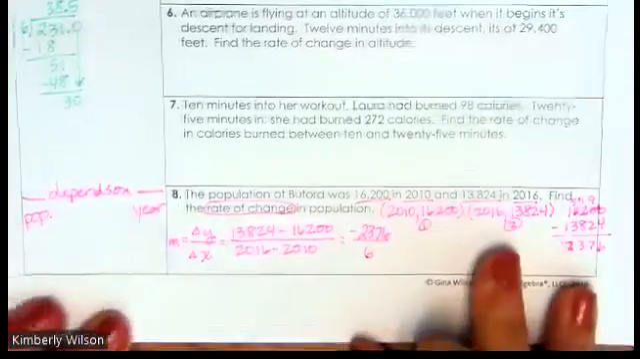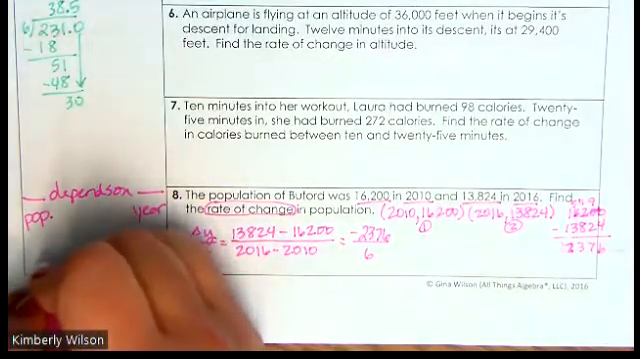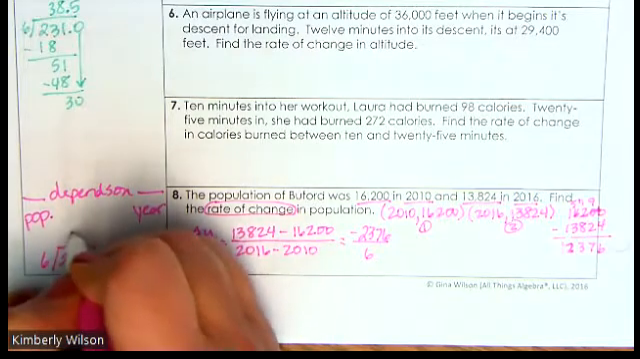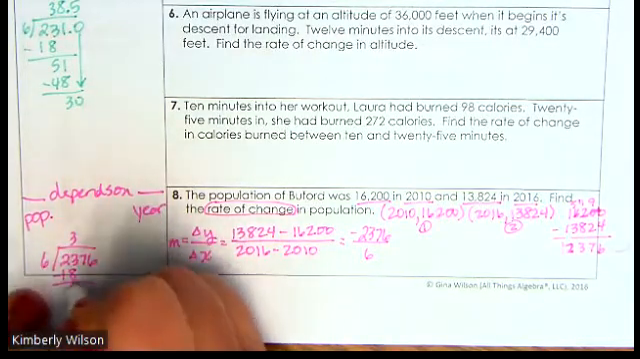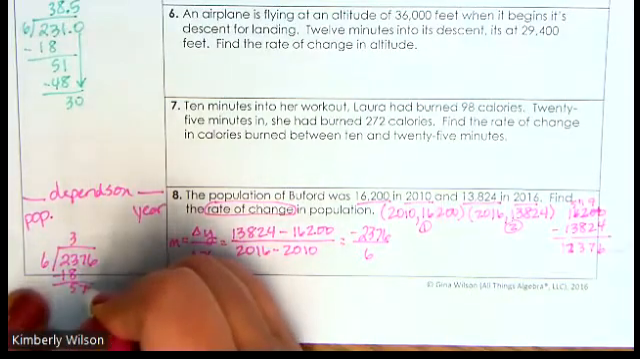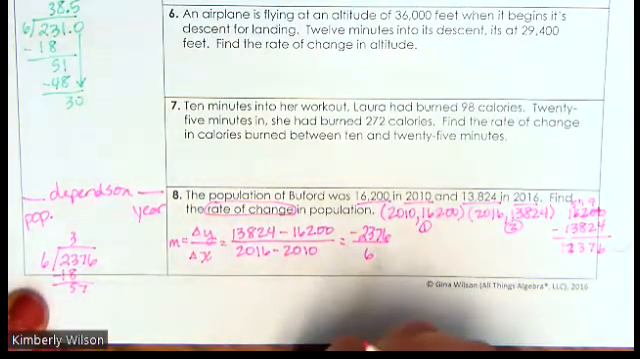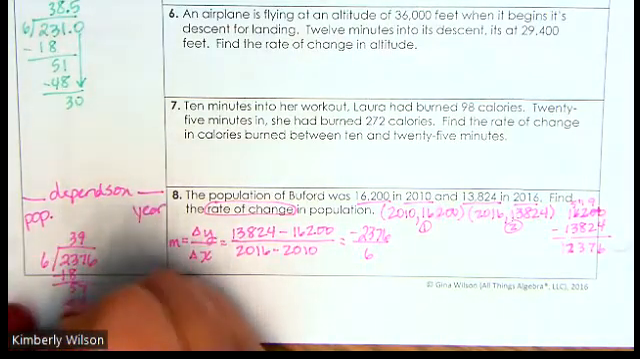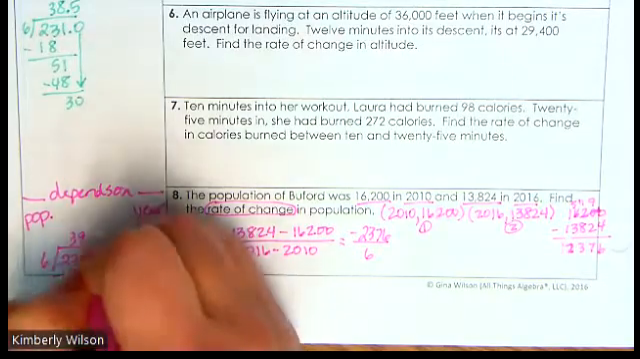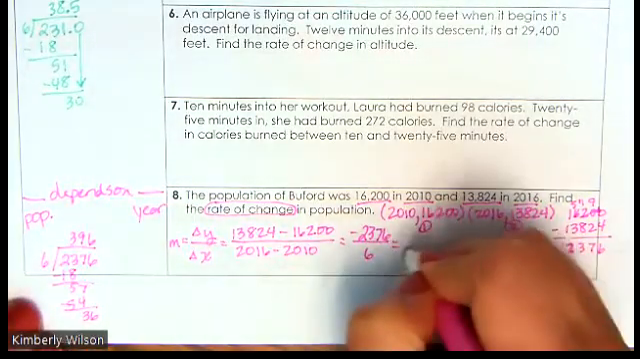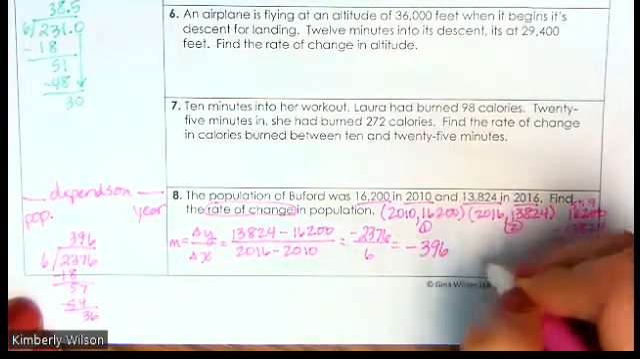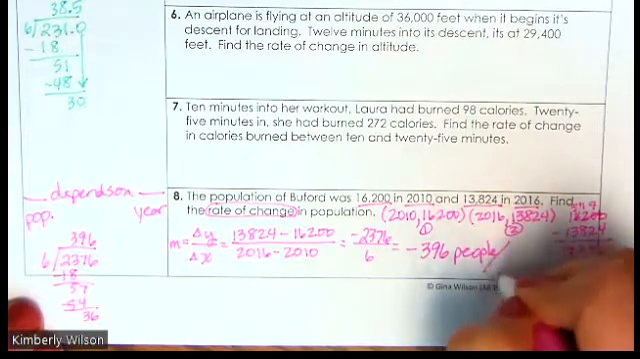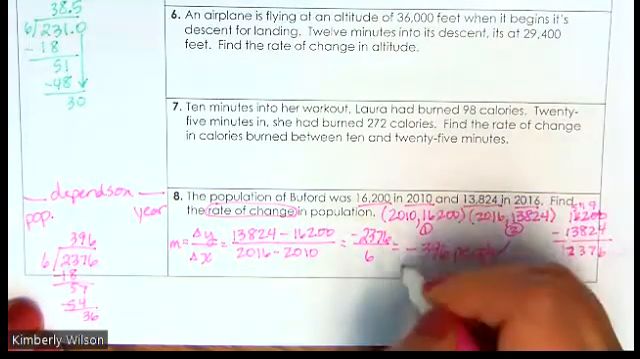Well, I gotta go further. I don't know what that means. So that means I'm going to be doing the division. 6 into 2376. So this is 3, that's 18, so that's 5, 7. 6 goes into 57 9 times, because 9 times 6 is 54, 3, 6, 6 goes into 36, 6 times. So this is a negative 396 people per year.